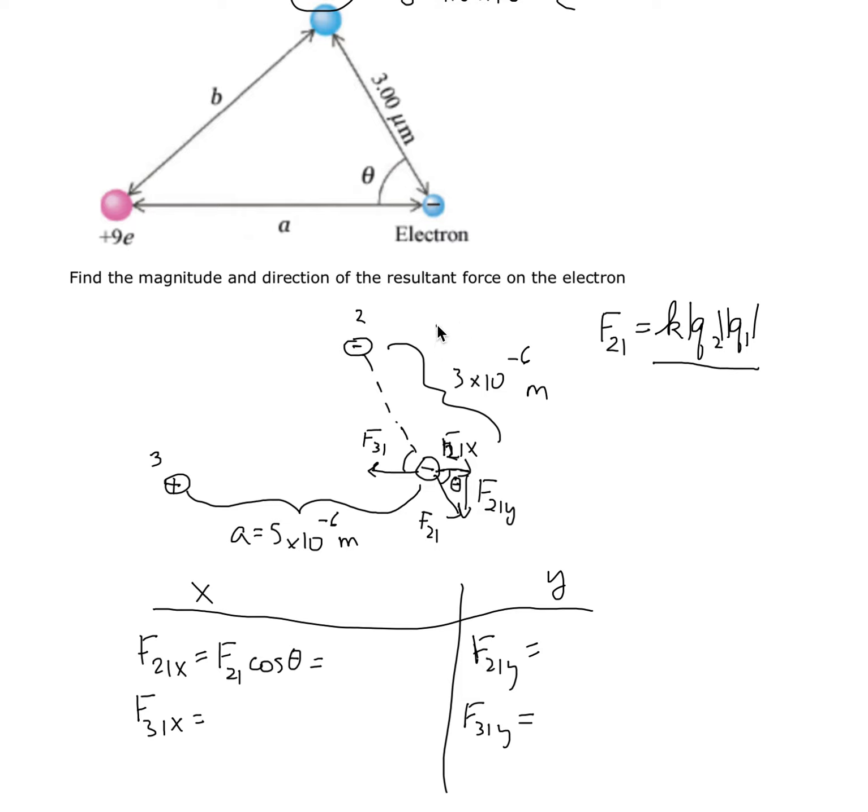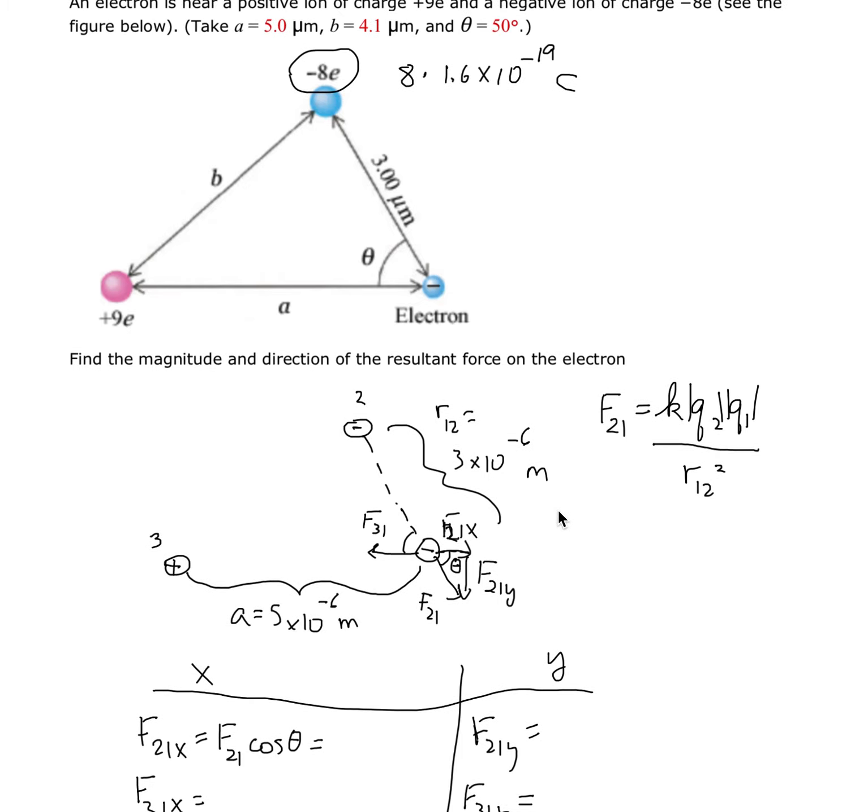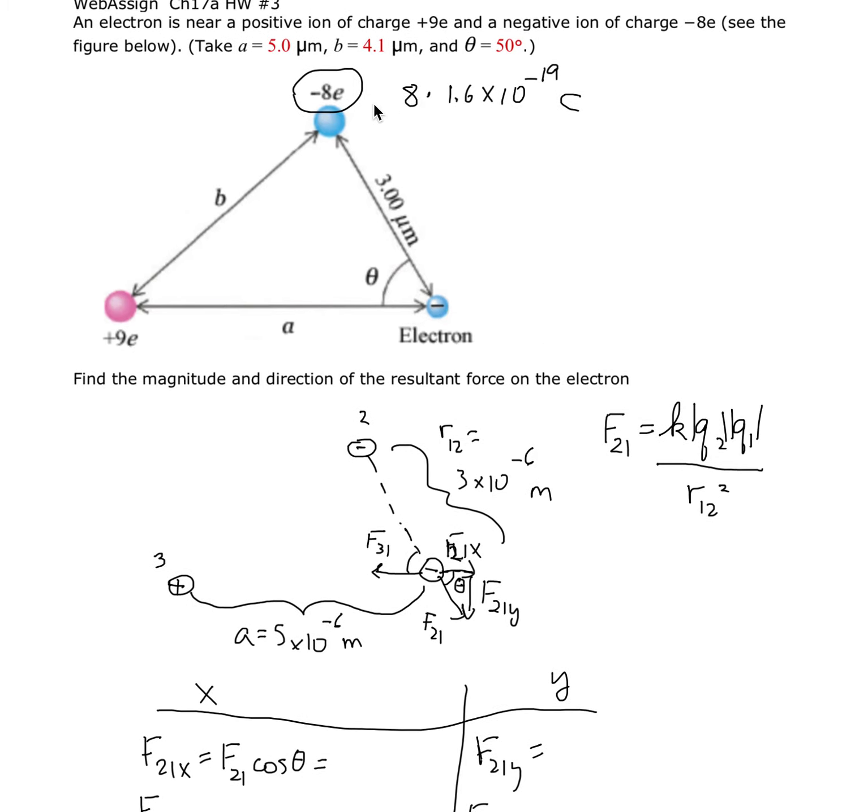So let's call this R12, and we're going to want to do R12 squared. So this was Q2 up here. Q1 is a charge of an electron, so Q1, if we are just looking at the absolute value of it, is just going to be 1.6 times 10 to the negative 19 coulombs. That's e. Right, and Q3, we already mentioned, was going to be 9 times 1.6 times 10 to the negative 19 coulombs.